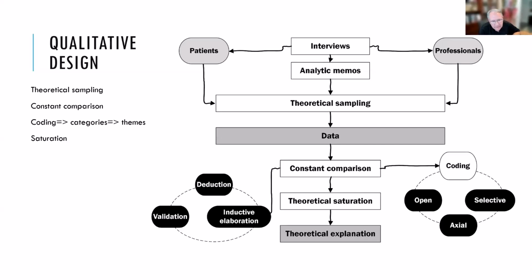In quantitative research, you're looking for power, statistical power. In qualitative research, you're looking for saturation, which is when you're really not learning anything new. You're hearing the same thing over and over again.